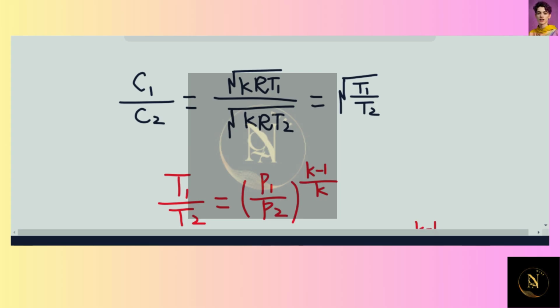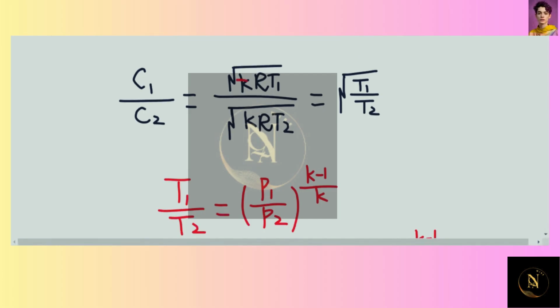Okay, so the ratio of initial speed to the final speed of the sound should be equal to C1 over C2, which is square root kRT1 over square root kRT2. As you can tell, kR here can be cancelled out. So this will give us C1 over C2 is equal to square root T1 over T2. And we know T1 is the initial temperature and T2 is the final temperature in this case.